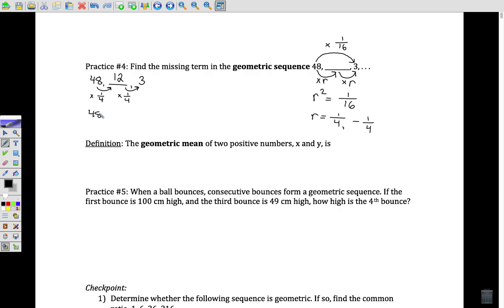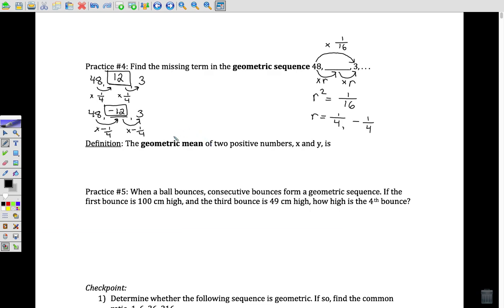I also could have the sequence 48, negative 12, 3. From 48 to negative 12, I multiply by negative 1/4. And if I take negative 12 and multiply it by a negative 1/4, I will get a positive 3. So in this case, I have two different options of what that missing term could be. Both are valid, both make a valid geometric sequence.